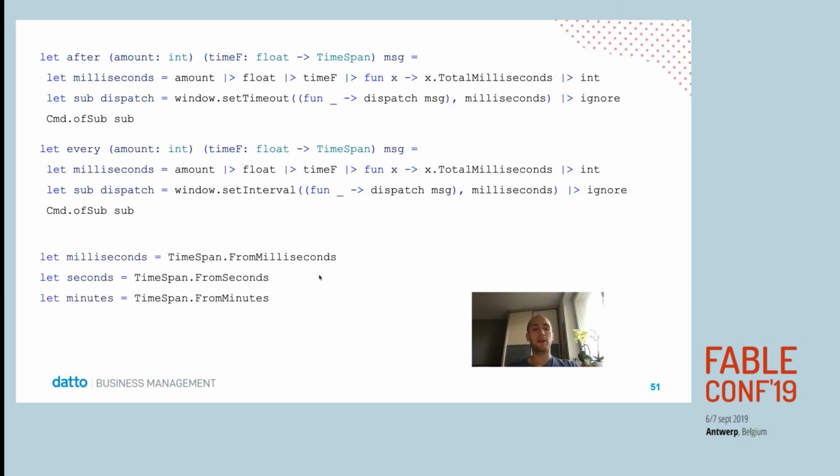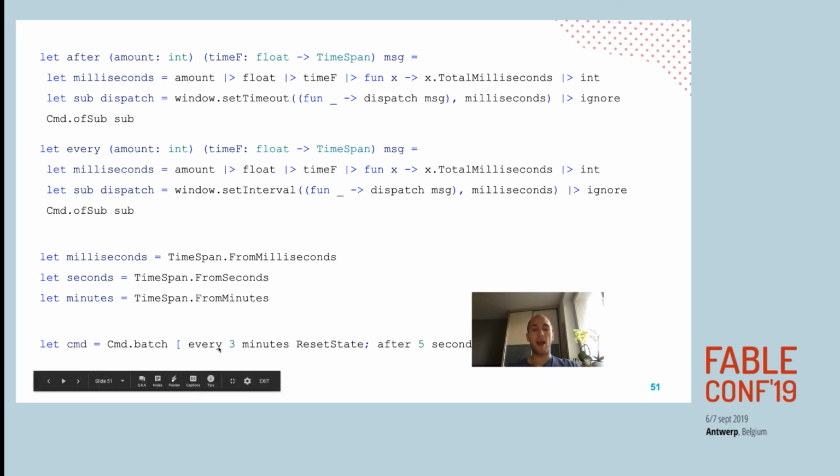And if I create helper functions for these time span constructors, if you like, I end up with a pretty nice small DSL for invoking the messages. So I can write something like "every 3 minutes reset state", or "after 5 seconds send message", which reads pretty nicely and doesn't require a lot of ceremony. But those functions are probably too small to put in a separate library, so feel free to copy them and use them in your project if you like.